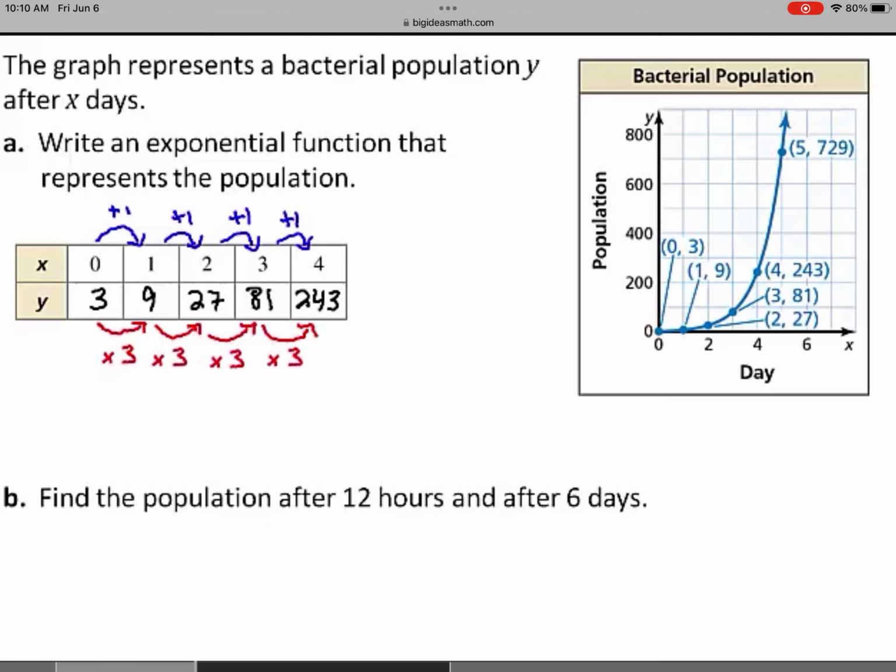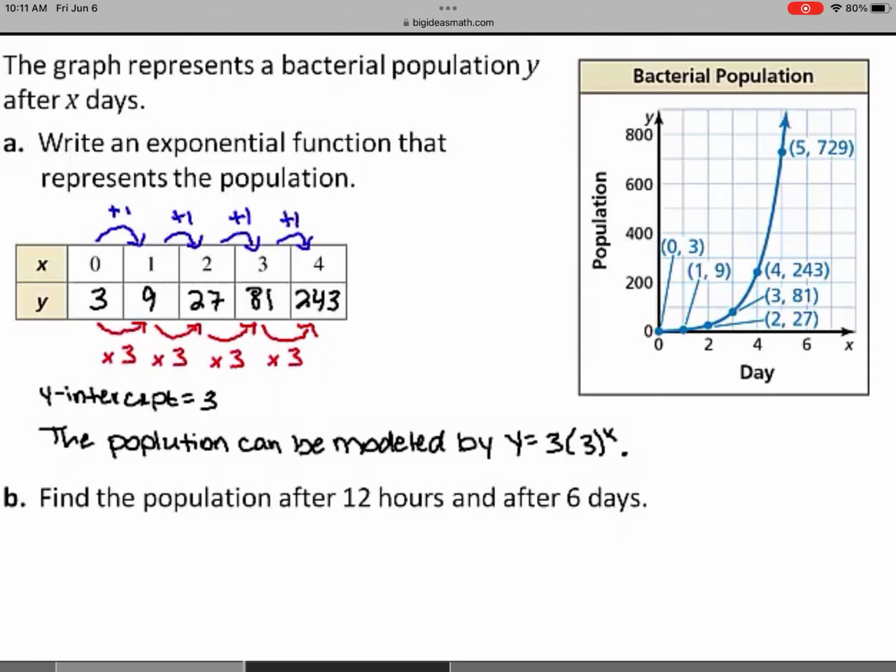And because y equals 3 when x equals 0, the y-intercept is 3. Substituting 3 for a and 3 for b in y equals a times b to the power of x, you find that the population can be modeled by y equals 3 times 3 to the power of x.